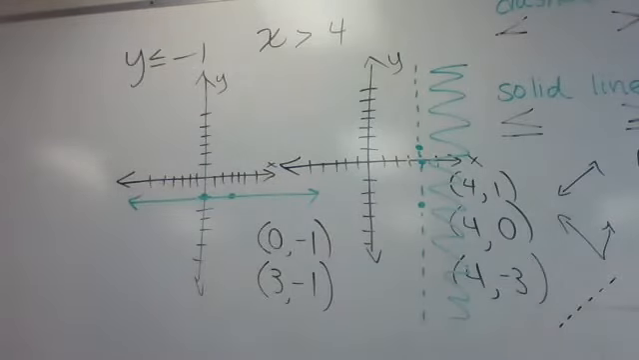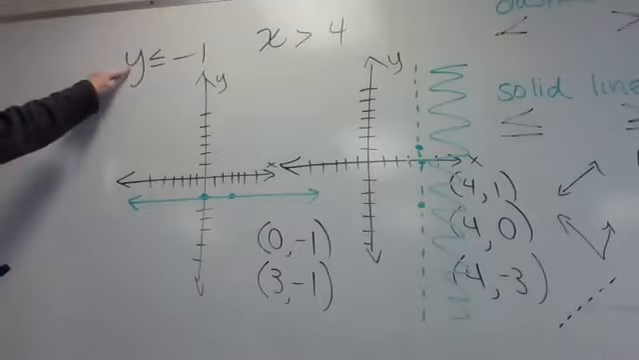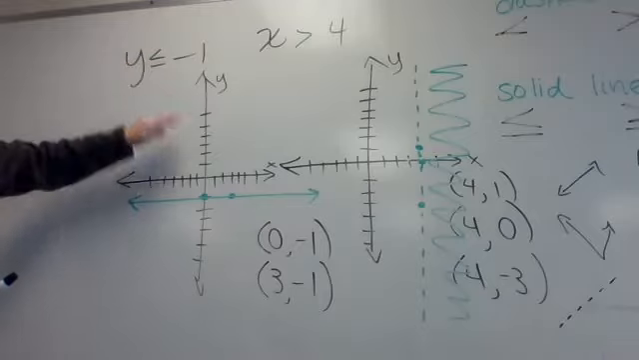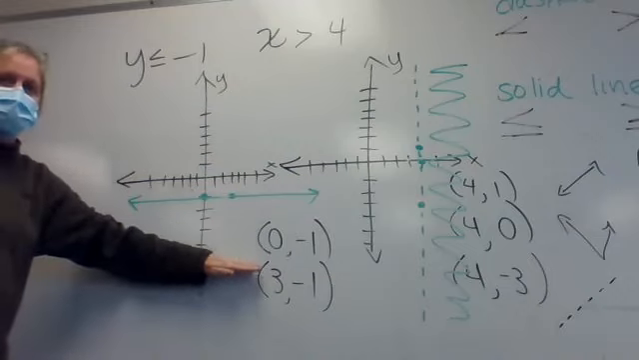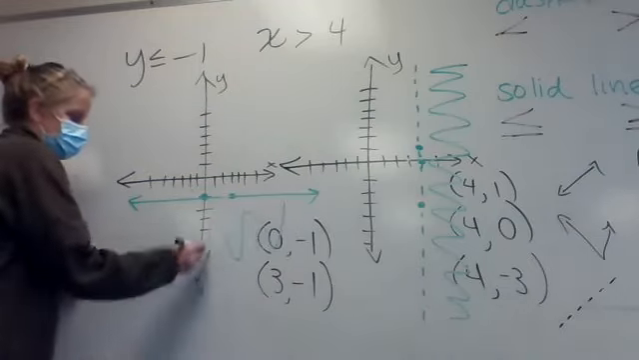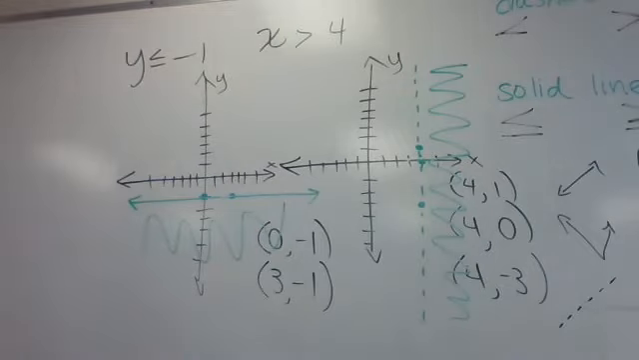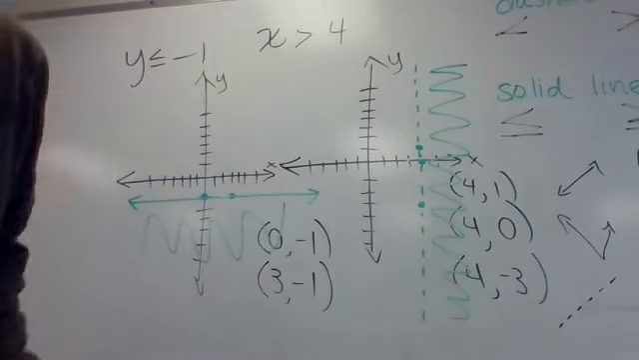And now I can shade above or below a horizontal line. What does this say? Where are the y values less than this line? What does less than mean? Below. So just get out your shading tool and shade below.